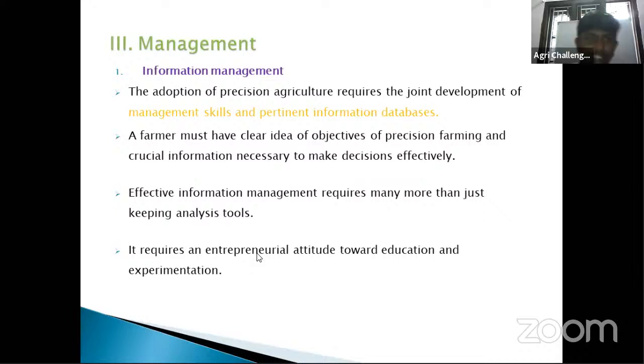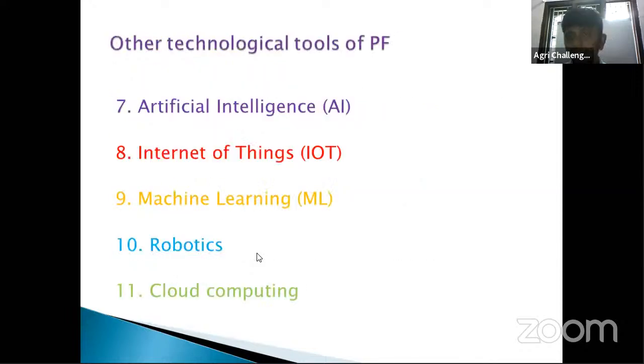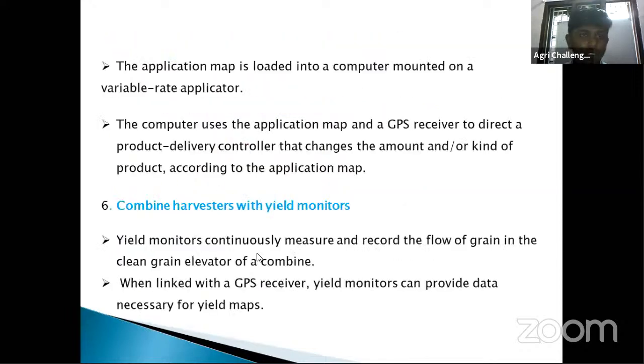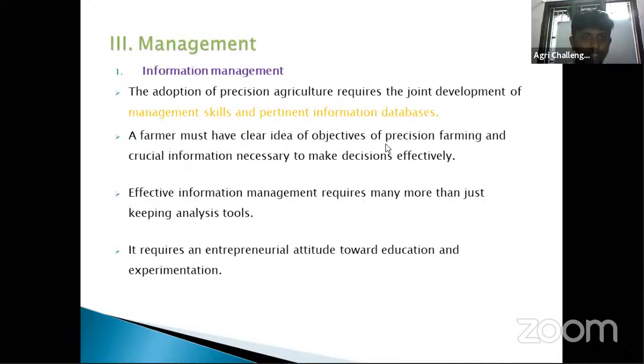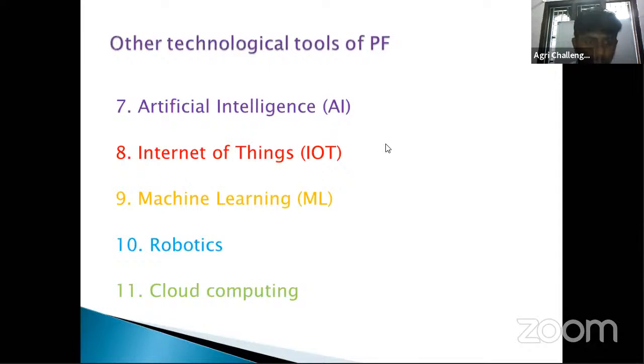Now some of the other modern technological tools have been added: artificial intelligence, IoT, Internet of Things, then remote sensing, then robotics, then machine learning, then cloud computing. These are all recently developed, and these tools are now going to make your precision farming very sophisticated.